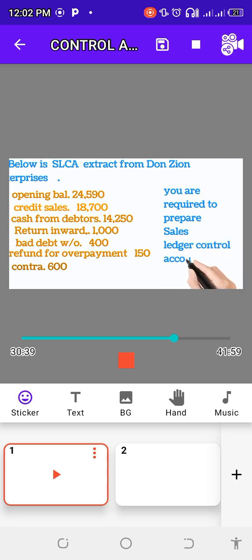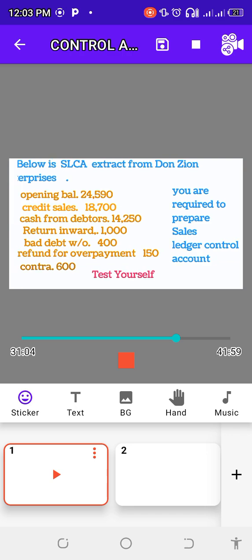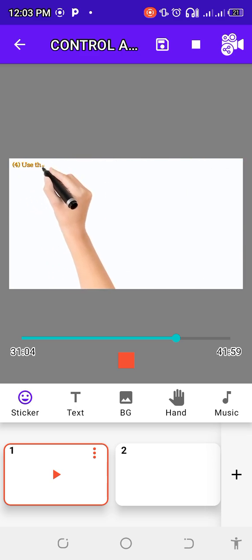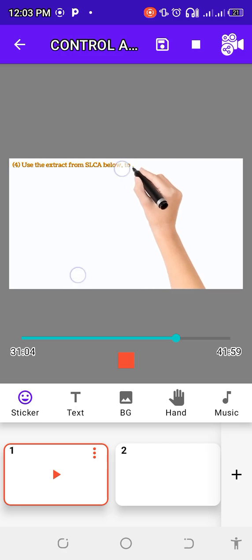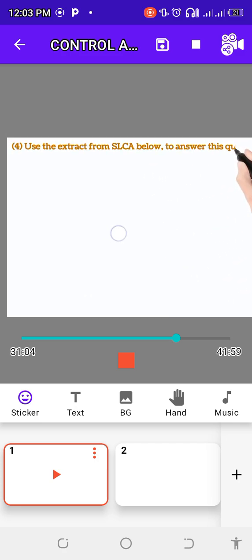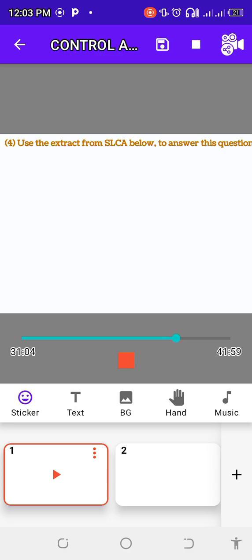Use this question to test yourself whether you are flowing with us. To know accounting is to do accounting. To know accounting is to practice accounting, and make sure you use it to test yourself so that you will know whether you are flowing with us. The next question or the next example is exercise 4.